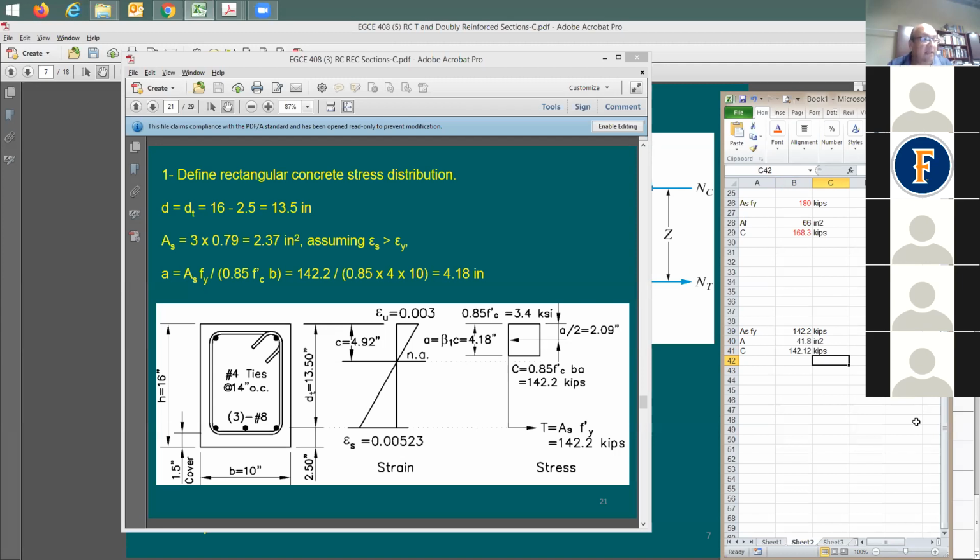So look at this value here. The tension force is 142.2. Compression force 142.12. Very close. We have just some approximation here in the compression block depth, and this makes sense. They are equal to each other. All right? Now we understand what I'm doing, I guess.